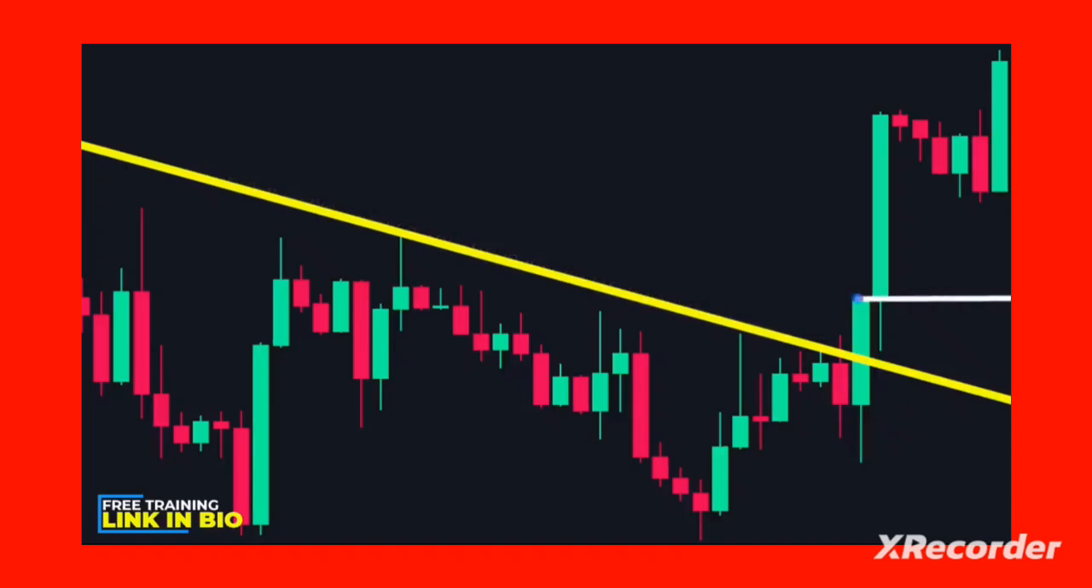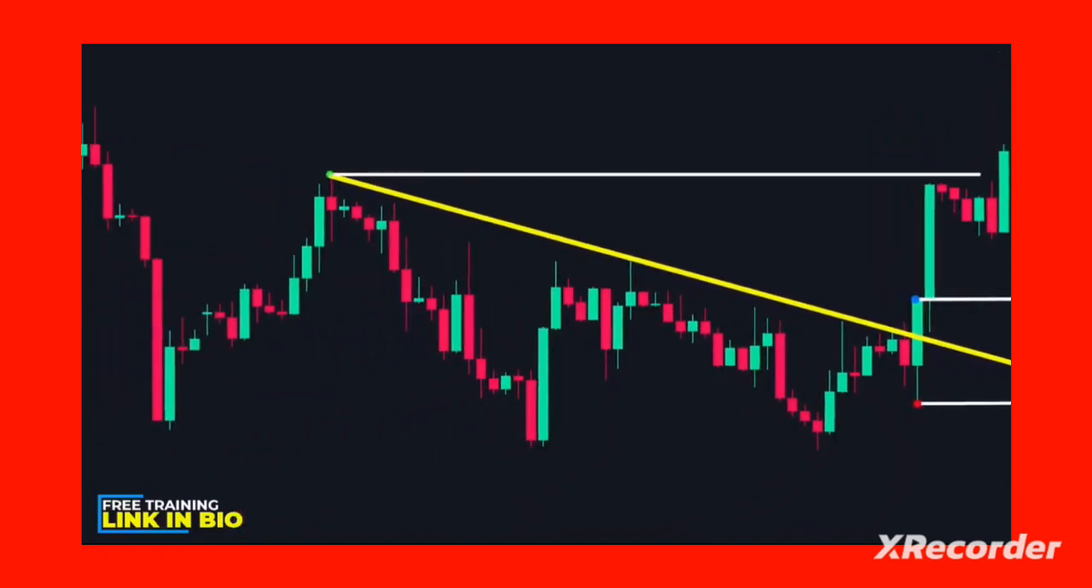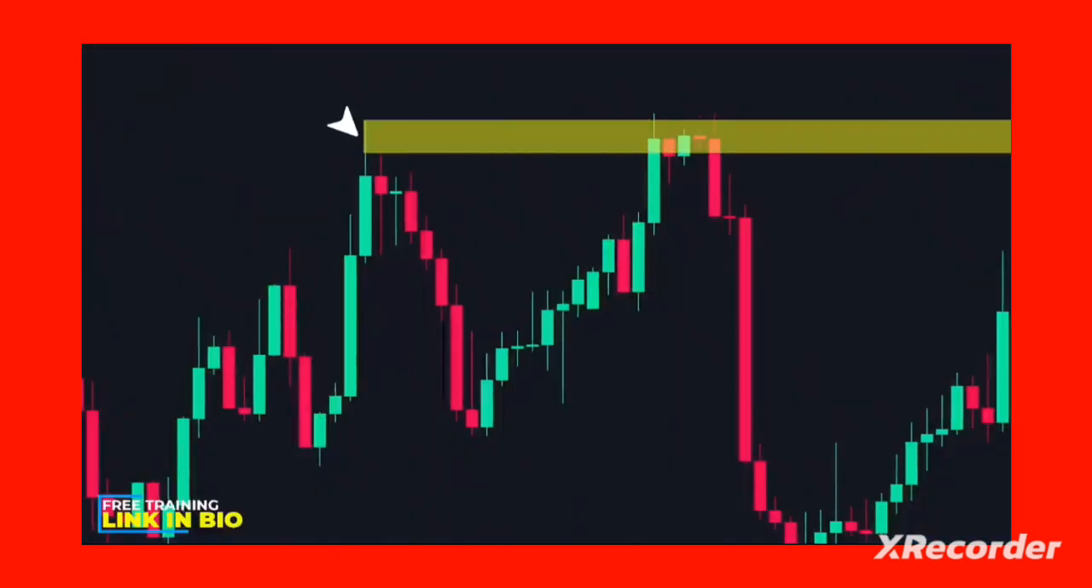We place a buy order above the high of the candle and we put a stop loss below the candle. Our targets will be these highs. As you can see, the price achieved our targets on this trade. Here is an example of a sell trade. Here we see that the price finds resistance around this area.